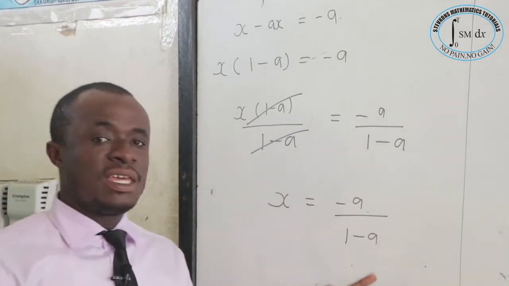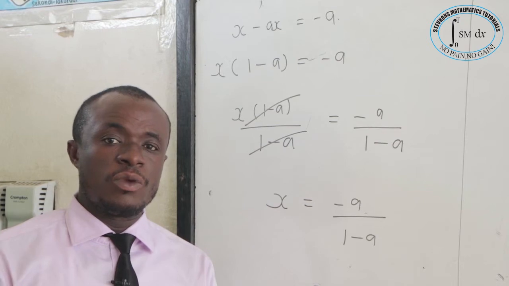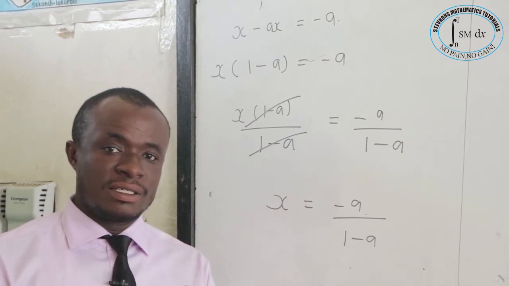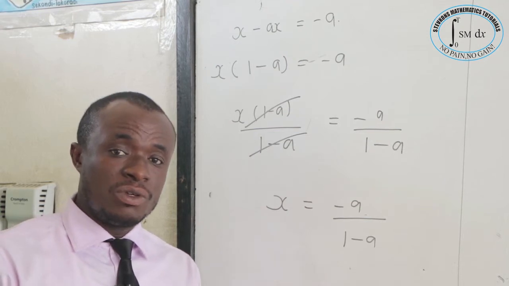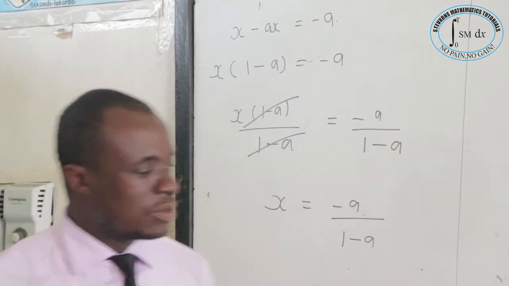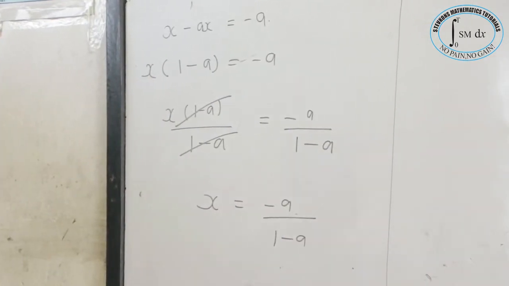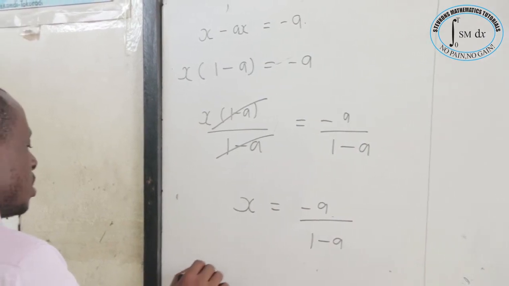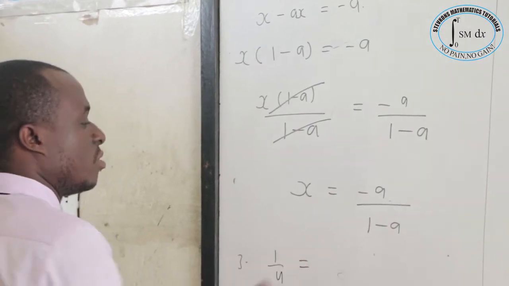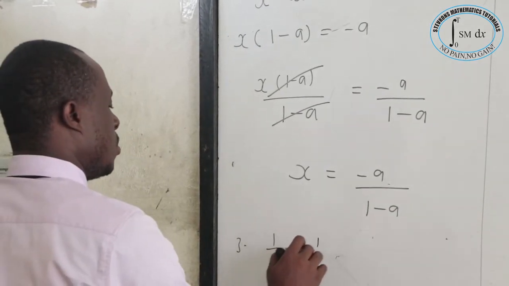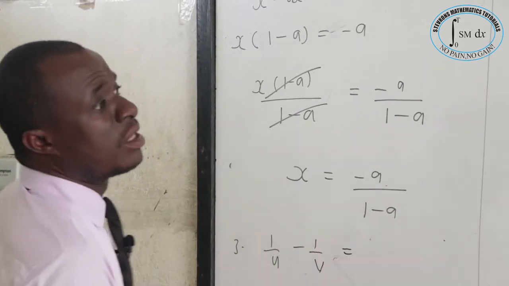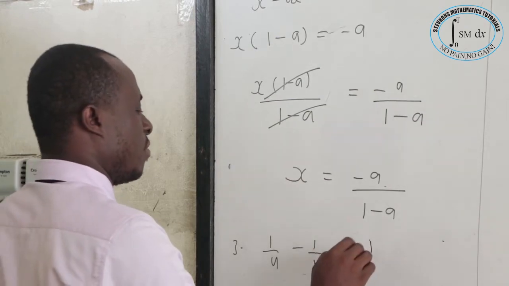Now this a and a, we can't cancel it. If you do that, we call it illegal cancellation, because the negative a is not a factor of the 1 minus a, so you can't cancel it out. Now let's also look at the third question. And then the third question, we had 1 over u equals 1 over u minus 1 over v equal to 1 over f.